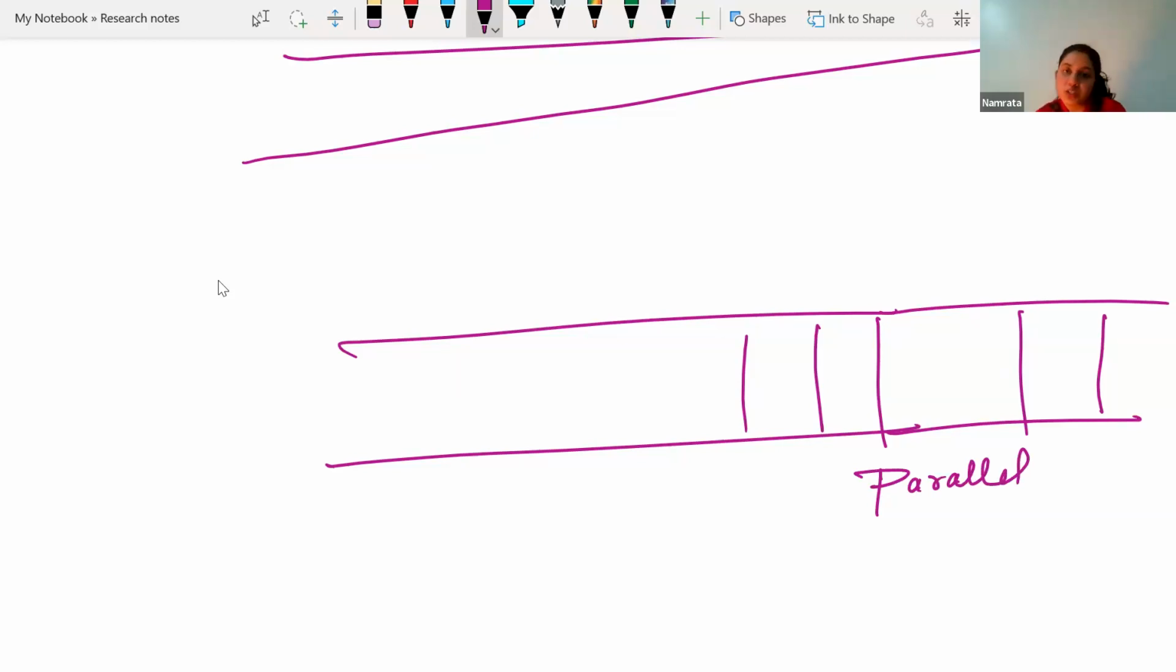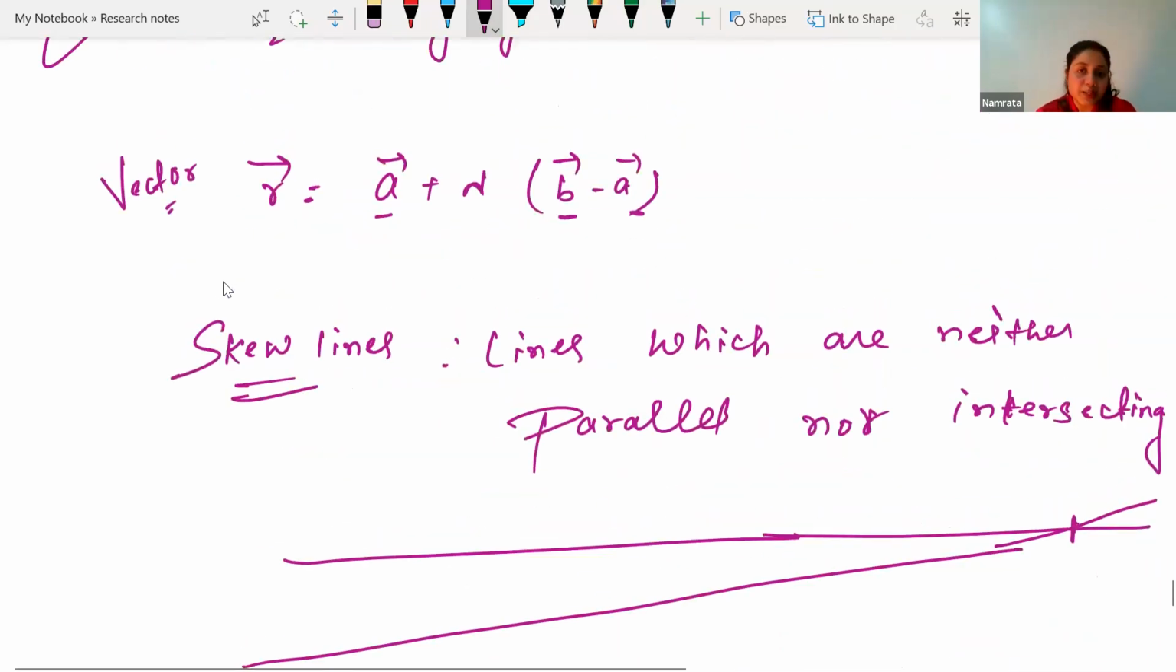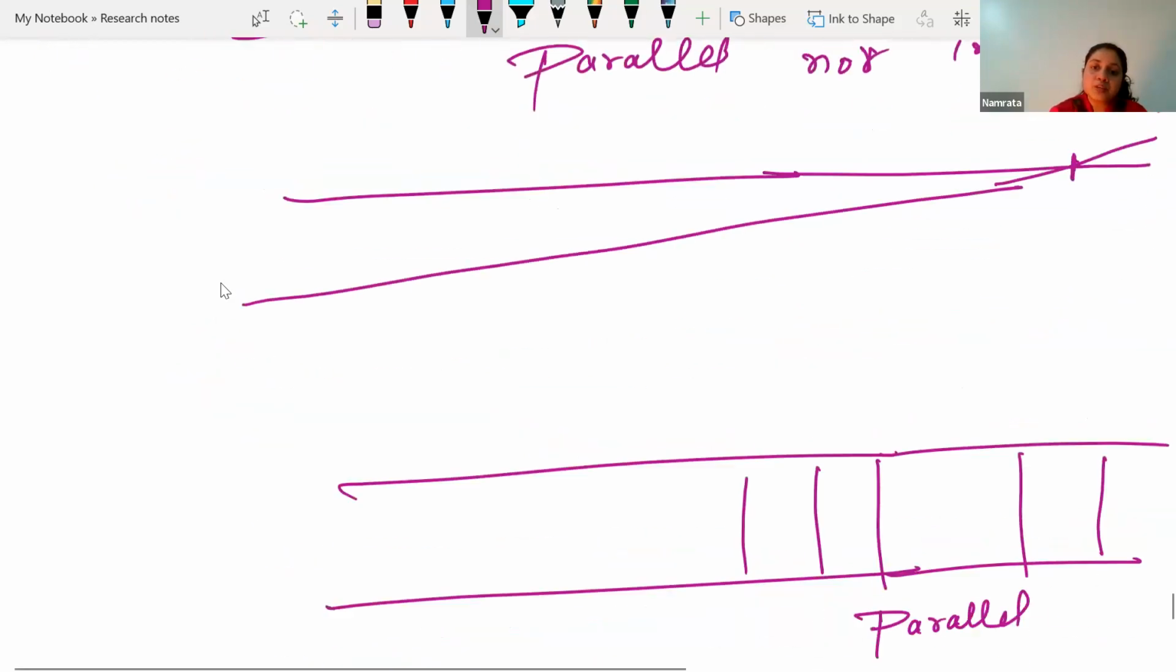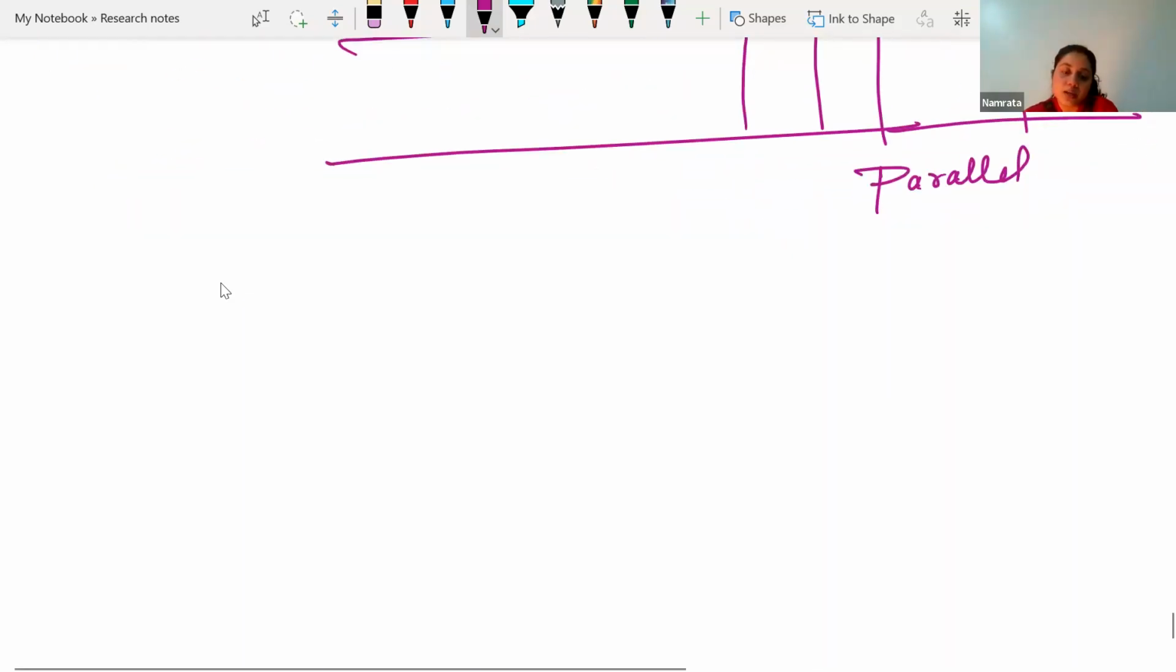Here we are learning about 3D geometry. Here we will be having such lines in different planes which are neither parallel nor intersecting. Okay, so let me draw such lines.